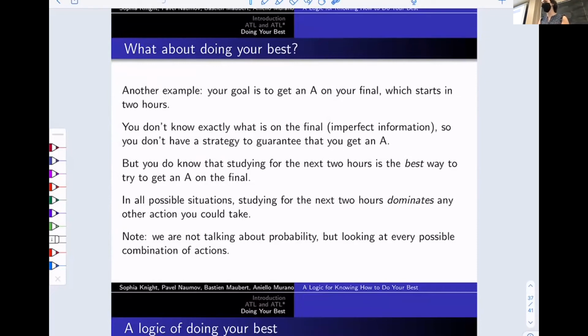That's a term from game theory. It's your best possible choice. And one important thing here is that we're not talking about probability at all. That's just a whole different issue. What we're talking about is, no matter what's on the final, studying for 2 hours, if there is a way to get an A, that's it. It's not going to make you not get an A in some weird situation. So that's what a dominant strategy means.